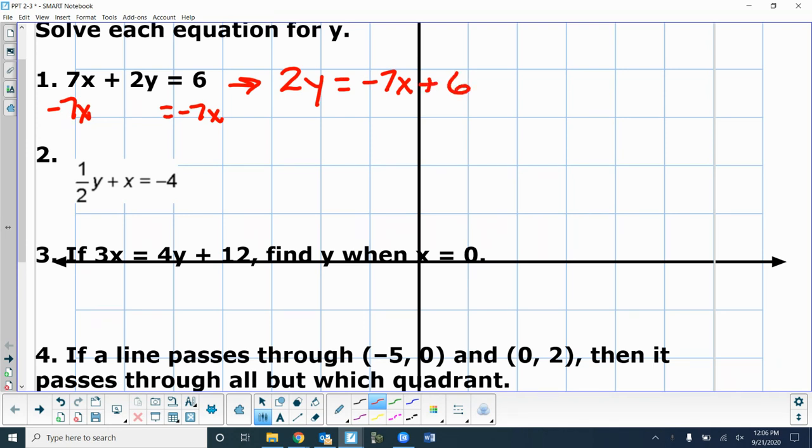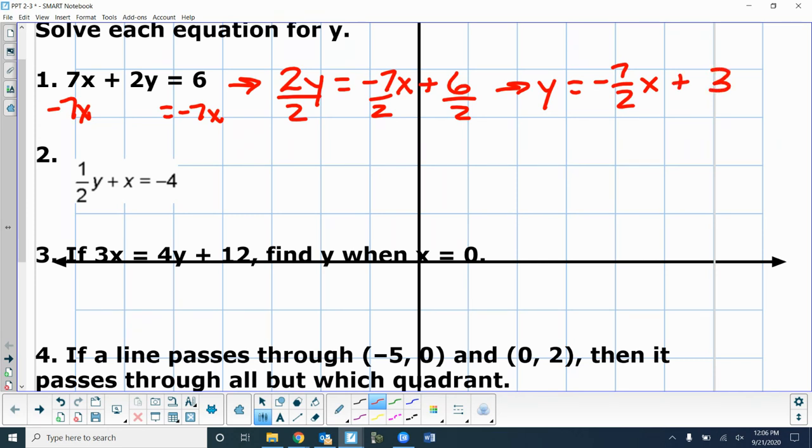Then what? No, again, we want to get y alone. Divide by 2. Yeah. Now remember, you're dividing everything by 2. Both of them. All right, we remember to do that? So this would be y equals negative 7 halves x plus 3.